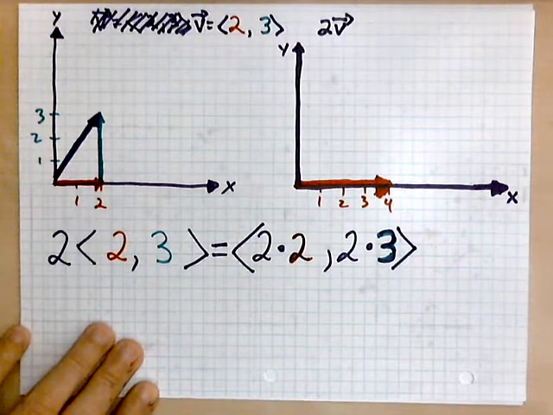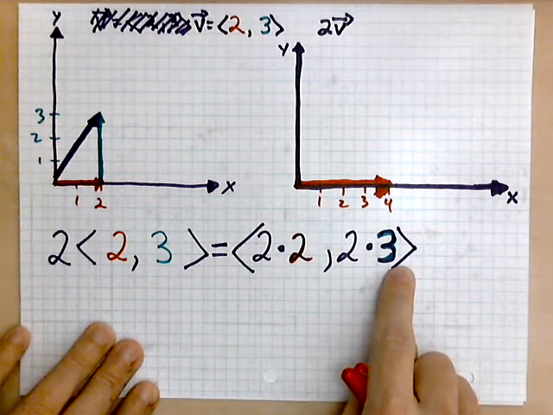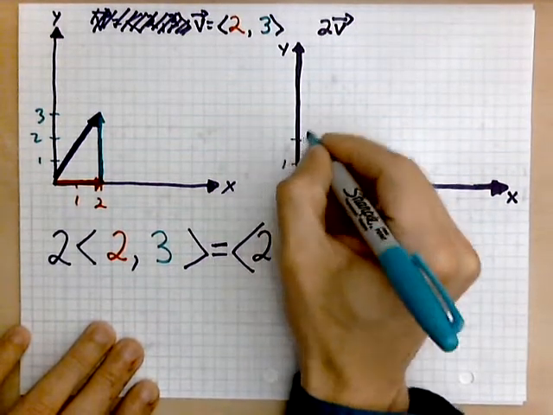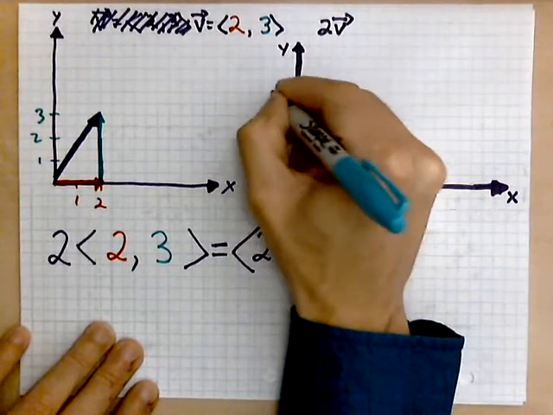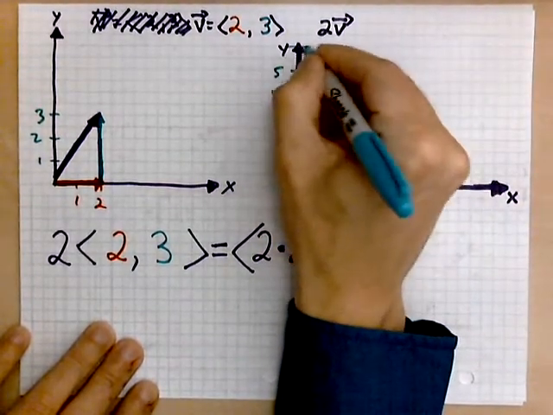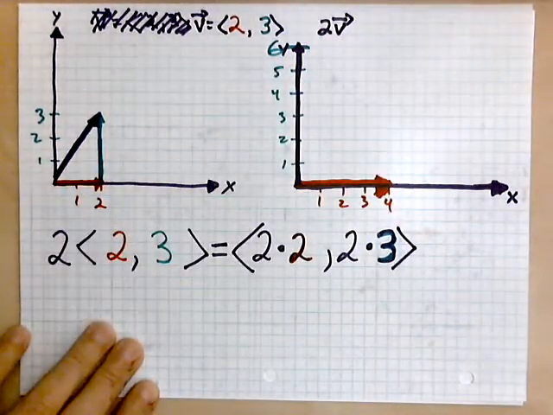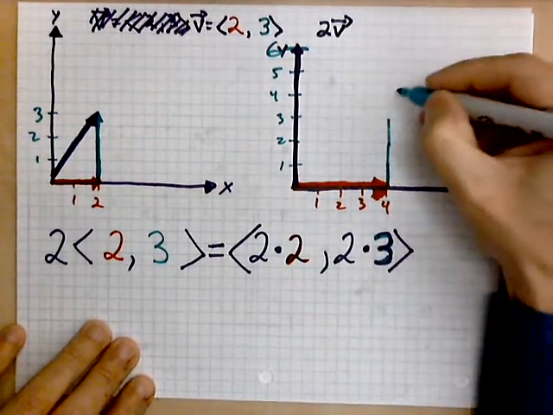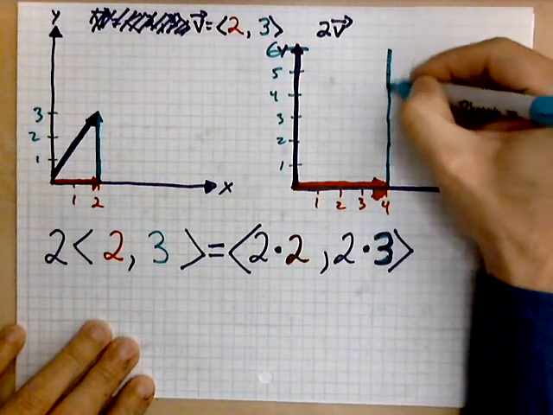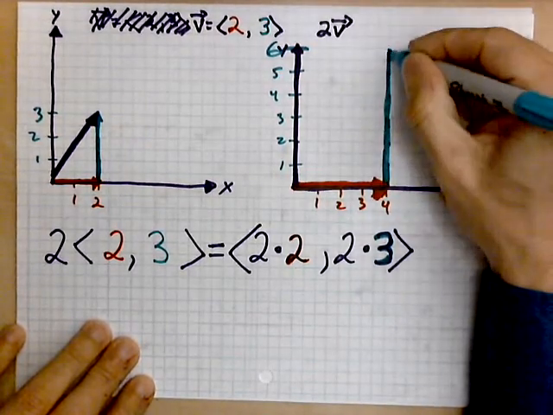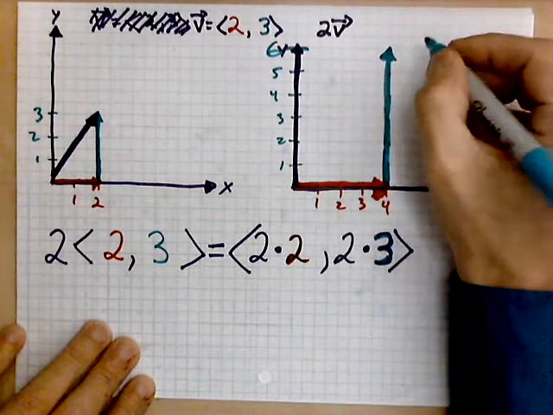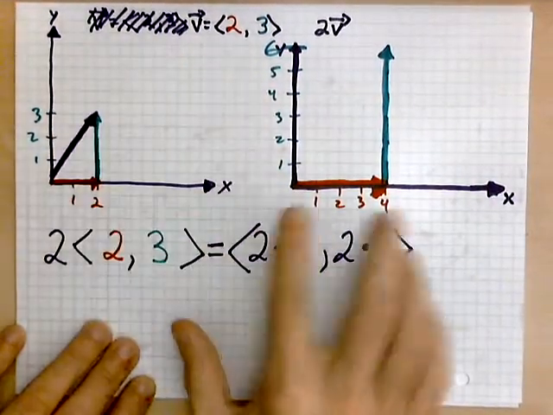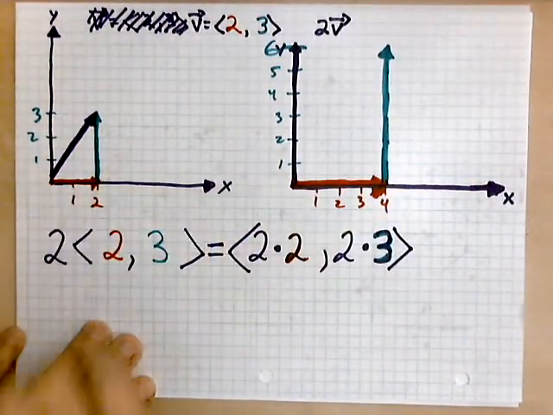And the new y component is 2 times the original 3, which is of course 6. So let's label the axes here. 1, 2, 3, 4, 5, and 6. So we draw an arrow that is 6 long. That's 1, 2, 3, 4, 5, 6. Made that nice and thick so it's easy to see. Okay? This arrow is double that one. Just as this one here is double this one.